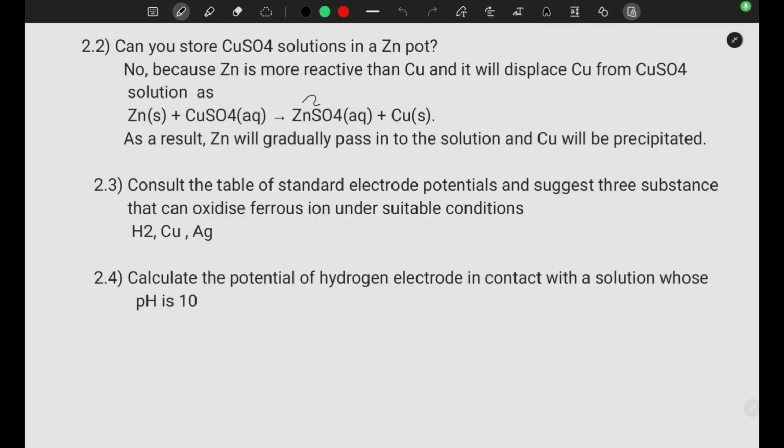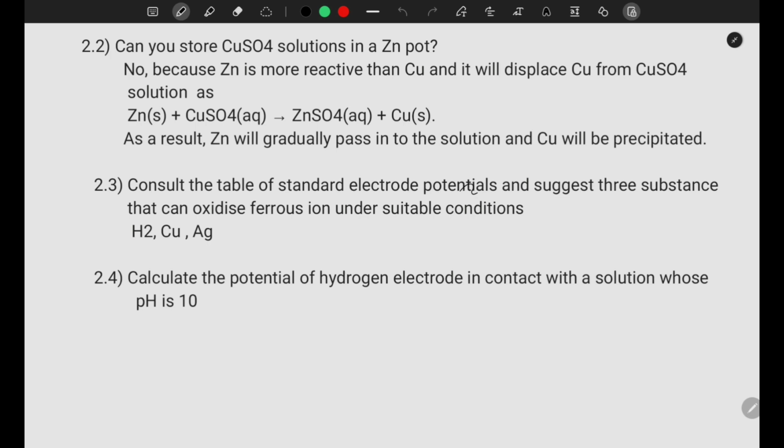Can you store copper sulfate solution in zinc pot? We know zinc is more reactive than copper, so we cannot store copper sulfate in zinc pot because zinc will displace copper from its solution. So we can write the equation Zn + CuSO4 gives ZnSO4 + Cu. So zinc will go into solution and copper will be precipitated.